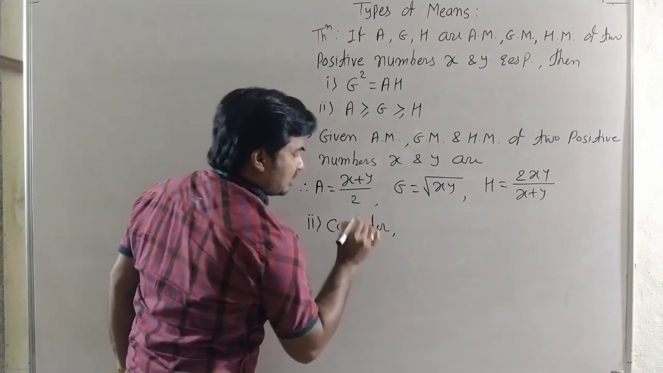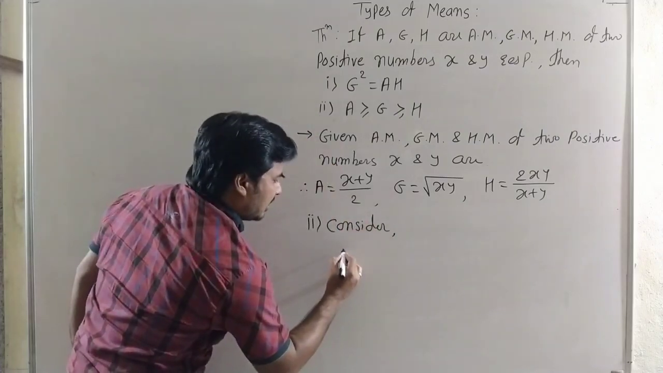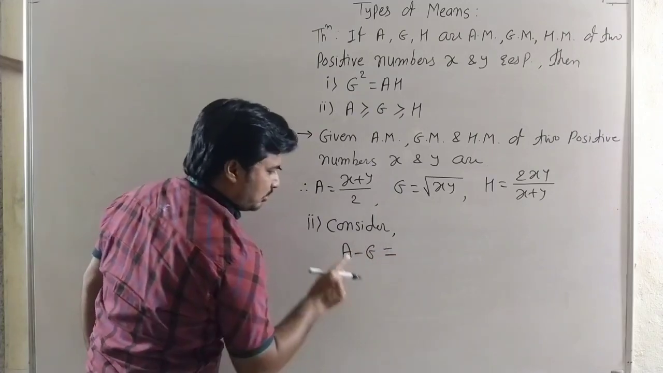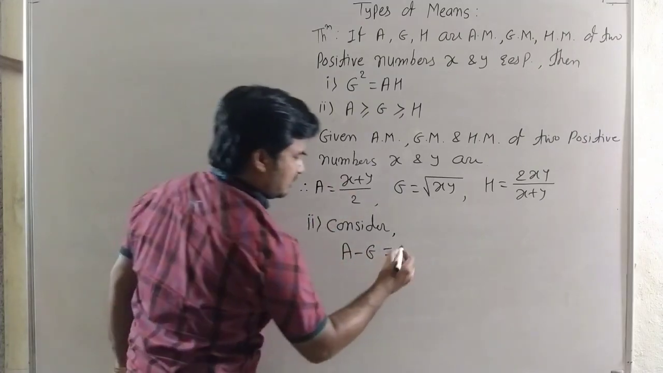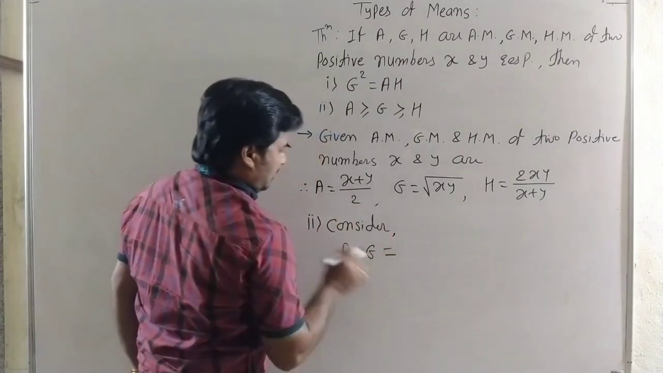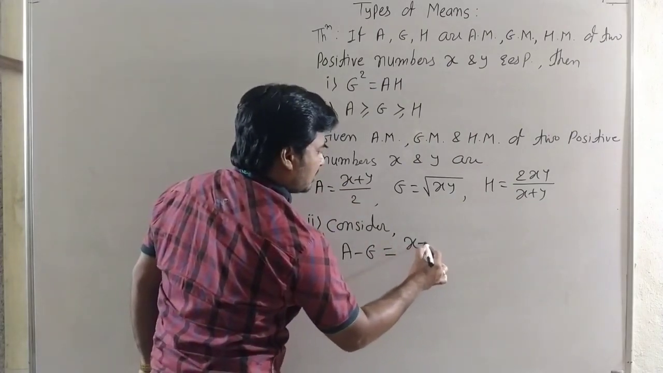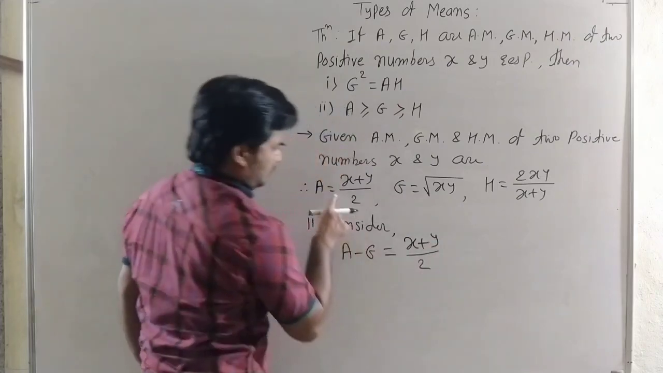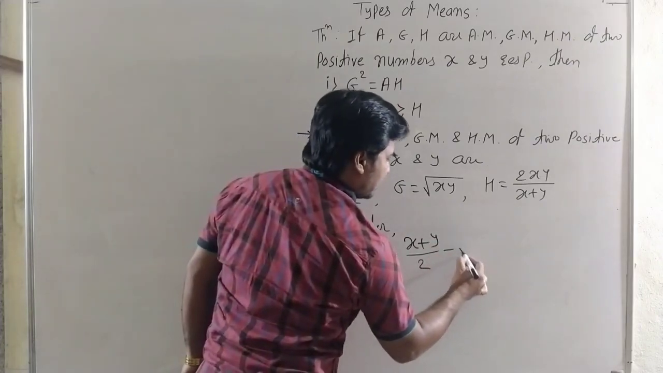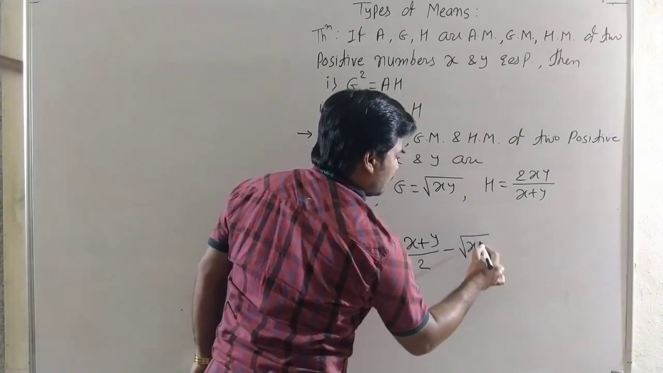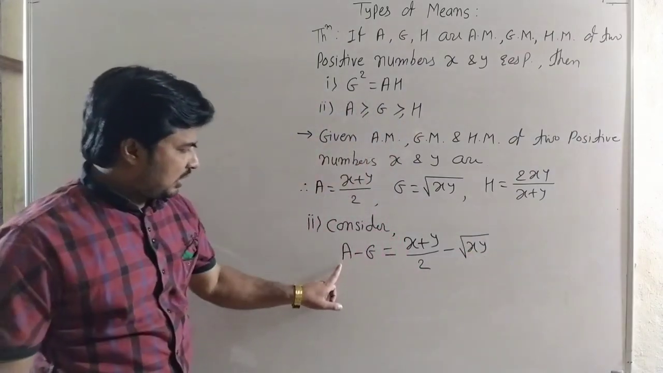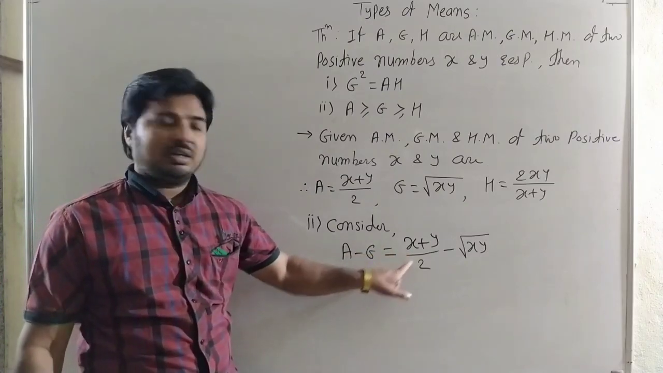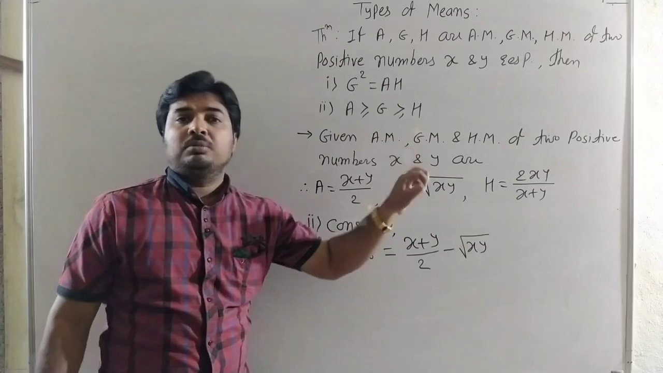Therefore first consider A minus G is equal to, see carefully, A is x plus y upon 2 minus G, it is under root of x into y. Arithmetic mean minus geometric mean, it is the arithmetic mean of the numbers x and y and the geometric mean of the numbers x and y.